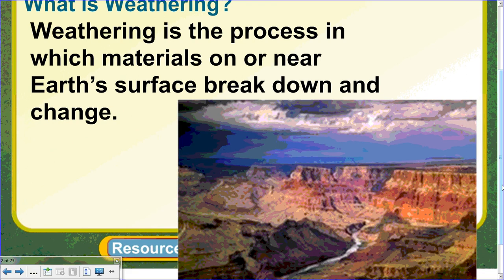What you're looking at here is a picture of the Grand Canyon, and the agent of erosion that has caused all this movement and all this breaking down and the weathering is the river, the Colorado River, as it's moving through.